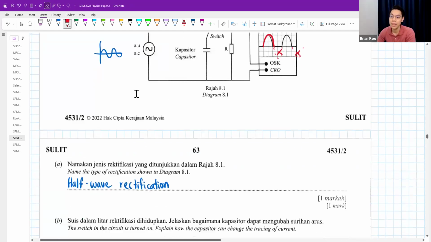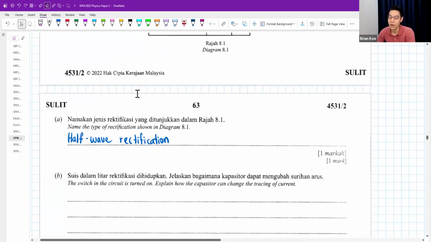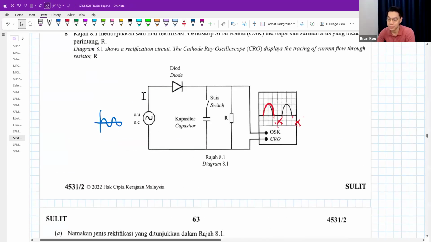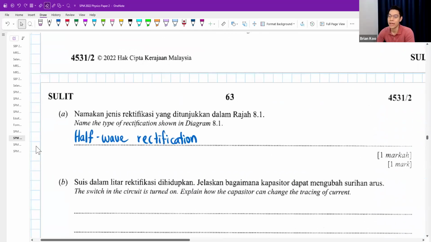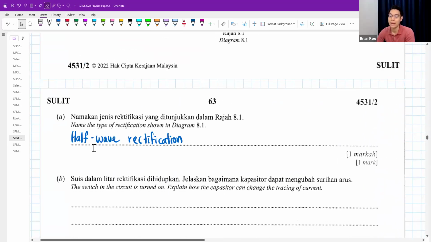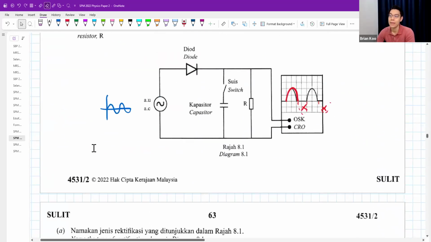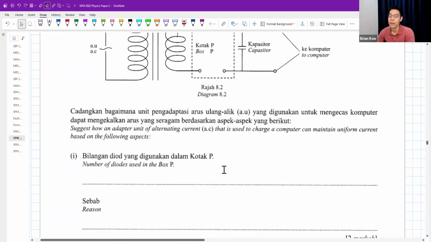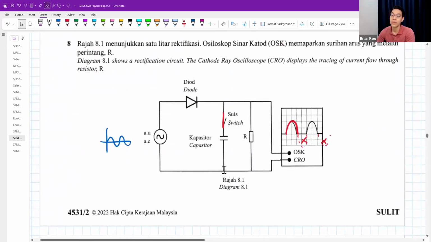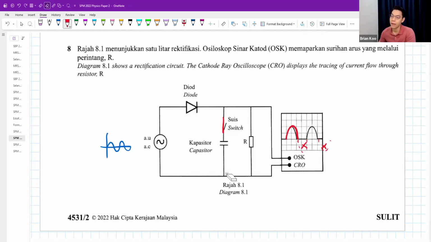Okay. Then part B, the switch in the circuit is turned on. Explain how the capacitor can change the tracing of the current. The job of the capacitor, I always tell my students, is like a power bank. The moment I turn on the switch of the capacitor, my output voltage will start to look like this.